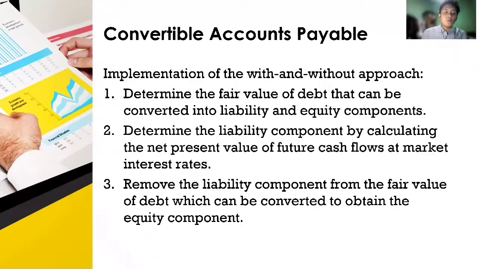For convertible accounts payable, we implement the with-and-without approach. First, determine the fair value of the debt that can be converted into liability and equity components. Second, determine the liability component by calculating the net present value of future cash flows at the market interest rate. And last, remove the liability component from the fair value of the debt that can be converted to obtain the equity component.